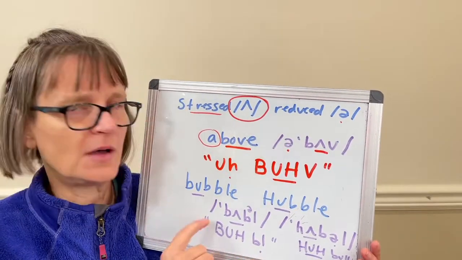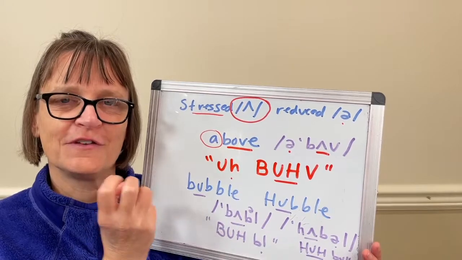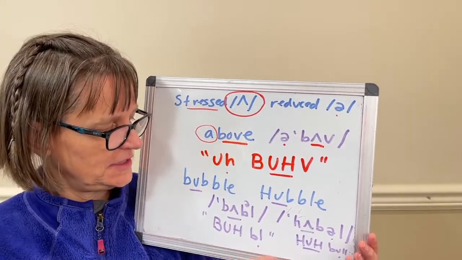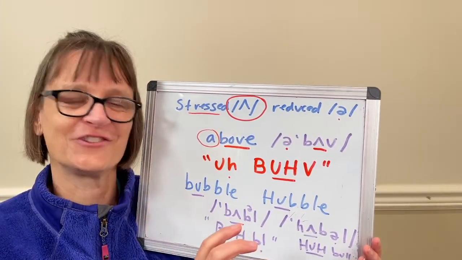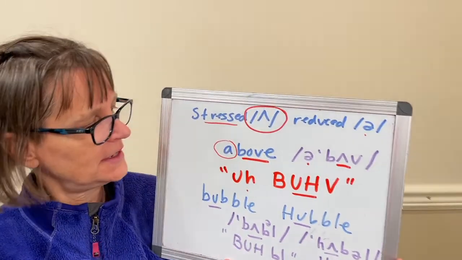So in these words, Hubble and bubble, it is similar to above, where the L is very, very short in the unstressed syllable, and the clear stressed schwa in the h and the b syllable is the same sound.